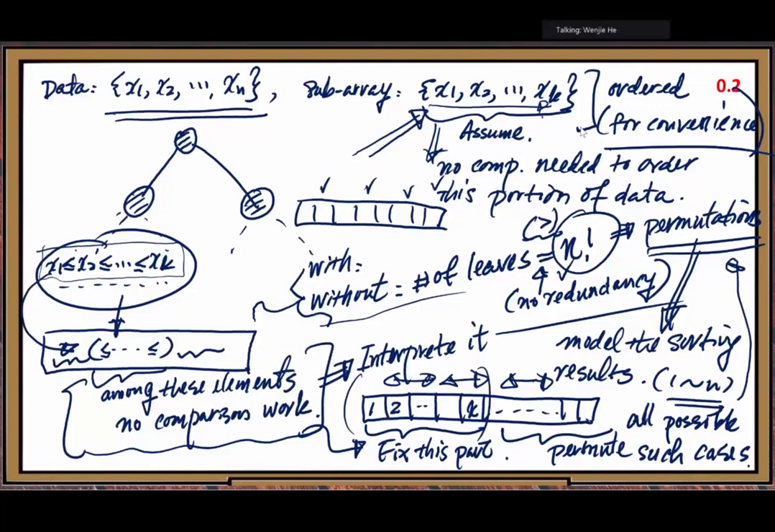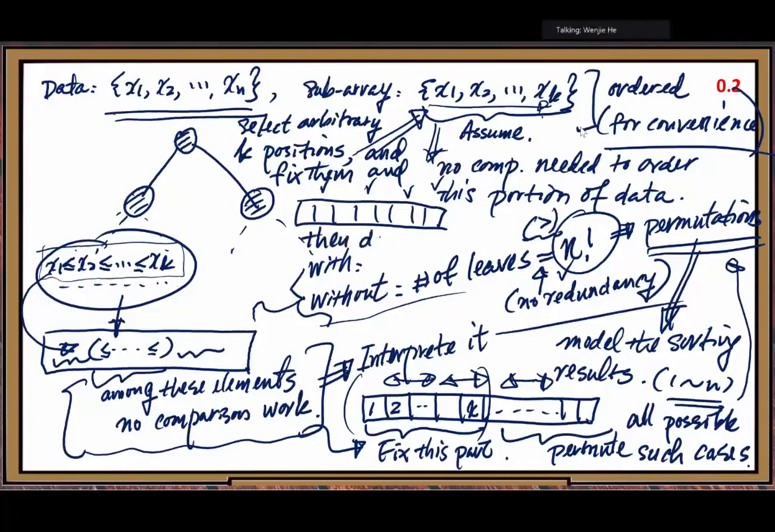So, to get an exact, accurate understanding, we need to think in this way: select arbitrary k positions, fix them, and then do permutations.